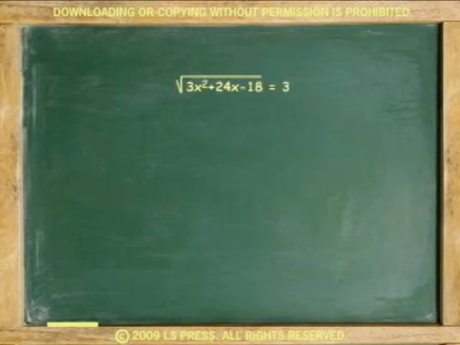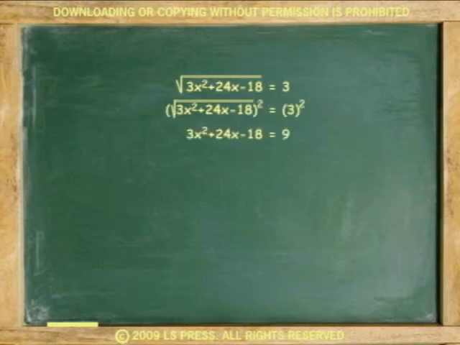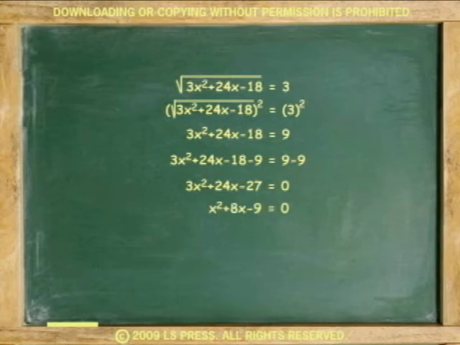Another example. Find x. Square both sides. Subtract 9 from both sides. Divide the equation by the common factor 3 to reduce it to x squared plus 8x minus 9 equals 0.